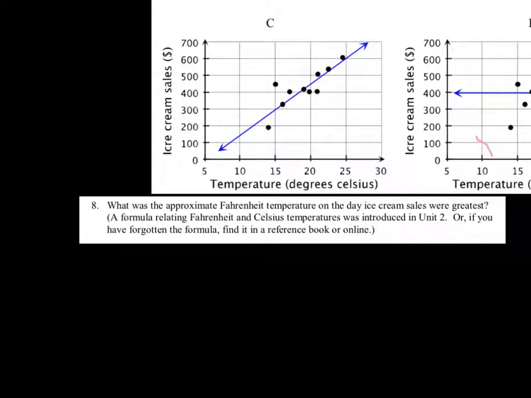This last problem is going to be on you to bring into class as well. It says, what was the approximate Fahrenheit temperature the day the ice cream sales were the greatest? Okay? A formula relating this was introduced in Unit 2, or you're savvy, refer to a book, goodness, an actual textbook, hard copy book, or go online. So we're going to go somewhere. I'm going to identify this as that highest point because this is the greatest sales, and we'll come down there, and let's just agree that this is 24 degrees Celsius.